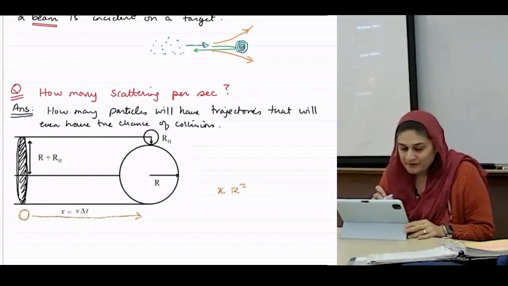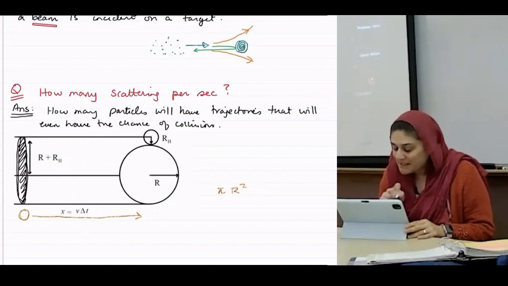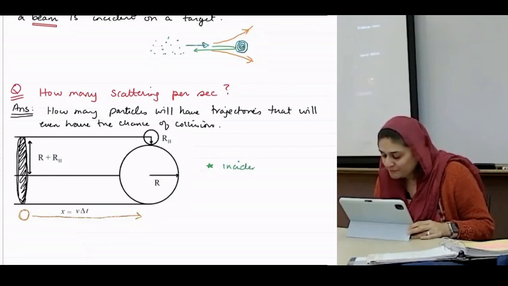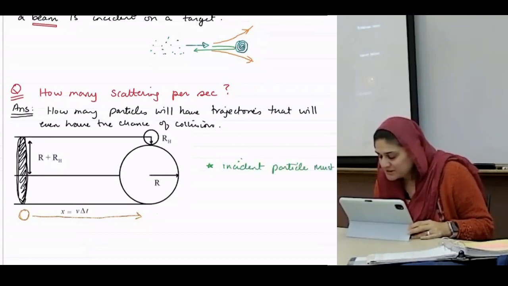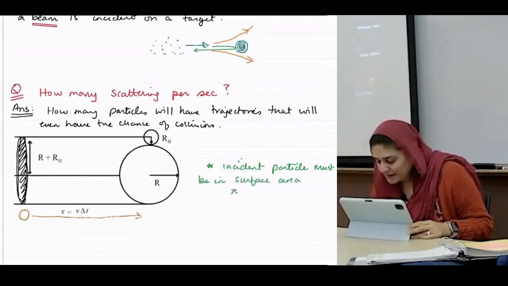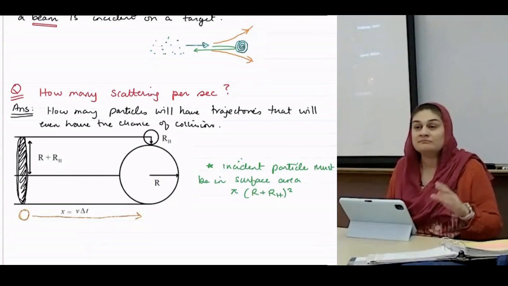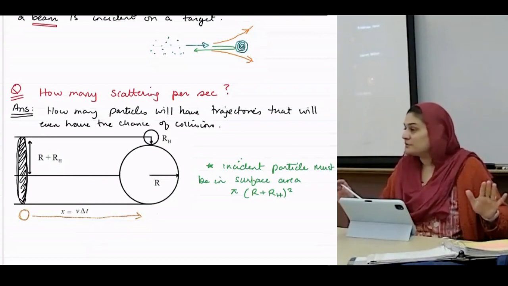So the incident particle must be in surface area pi (R plus r) squared for the impact to happen. Do we all agree with it?